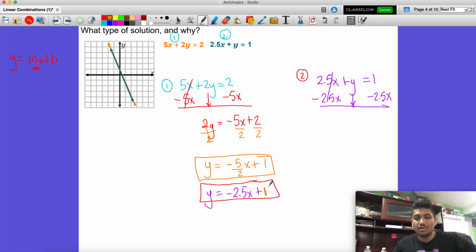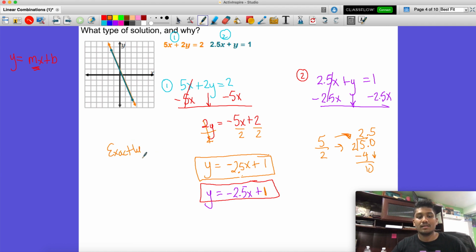Negative 5 over 2 x plus 1. Now, on your calculator, if you were to do 5 divided by 2, this is the long way of doing it. You can totally just go on your calculator and do it. You'll see that 5 over 2 is exactly the same thing as 2.5. So this is really 2.5. And what you'll then see is y equals negative 2.5x plus 1 and y equals negative 2.5x plus 1. What does that mean? It means that they're exactly the same.